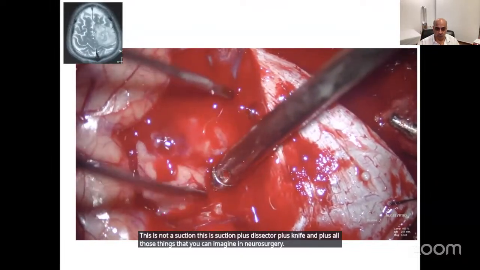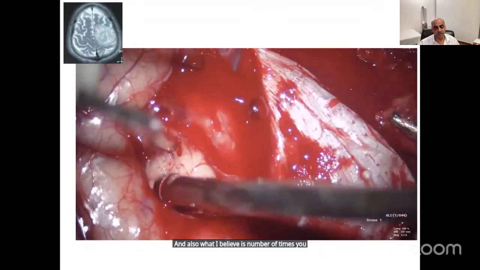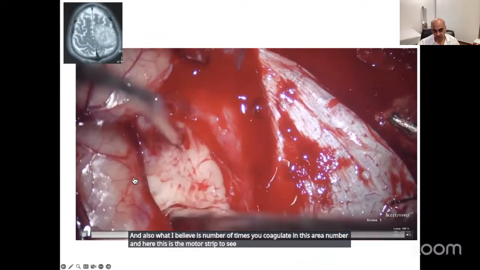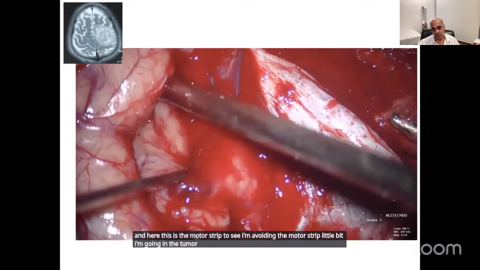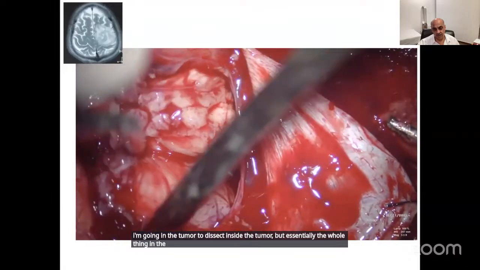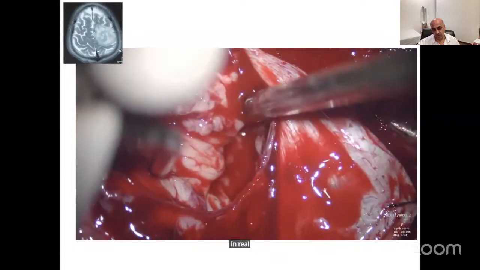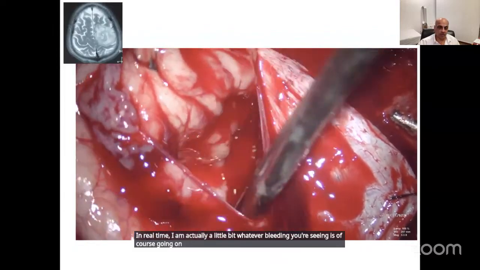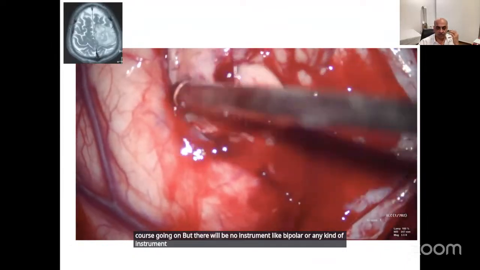And also what I believe is number of times you coagulate in this area, and here this is the motor strip. To see I'm avoiding the motor strip little bit. I'm going in the tumor to dissect inside the tumor, but essentially the whole thing in the most critical area of the brain is being removed in real time. Whatever bleeding you're seeing is of course going on, but there will be no instrument like bipolar or any kind of instrument. It will come here and there, but not much.